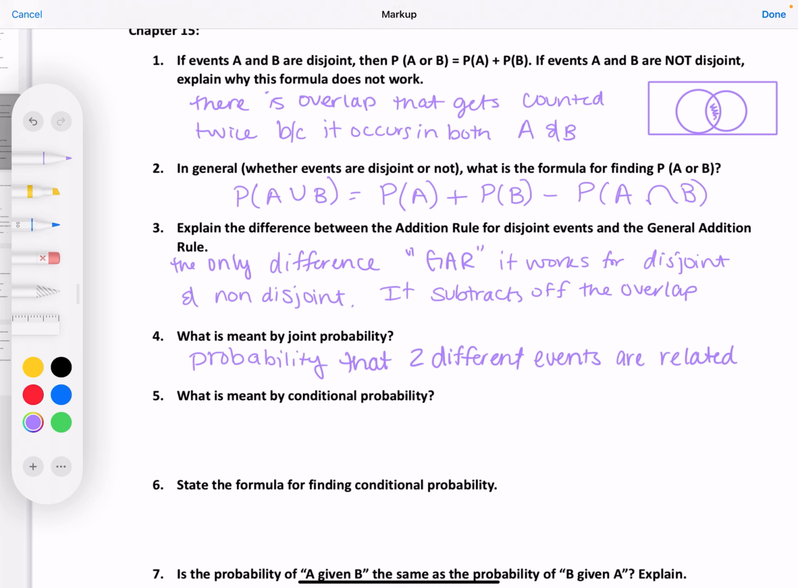What is meant by conditional probability? And then the next question will be the actual formula for it. Yeah, so it's the probability that something happens given that something else has already happened.